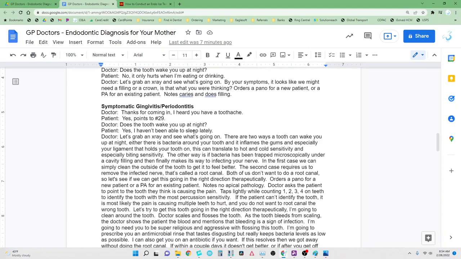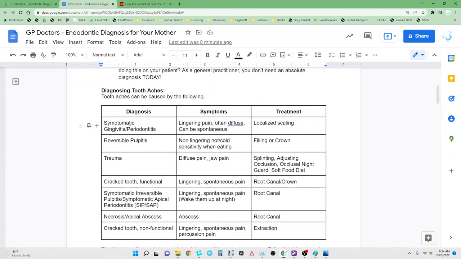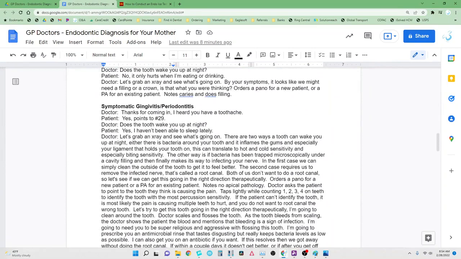Okay. So kind of the same scenario with symptomatic gingivitis or periodontitis, okay? So the doctor says, hey, thanks for coming in. I heard you have a toothache. Patient: yes, and points to tooth number 29. Does the tooth wake you up at night? Yes, I haven't been able to sleep lately, okay? So now we're thinking either periodontitis or SIP-SAP, okay? So let's grab an x-ray and see what's going on.